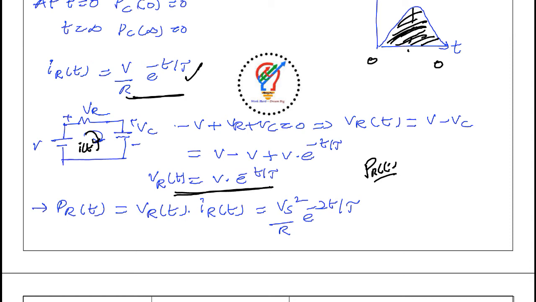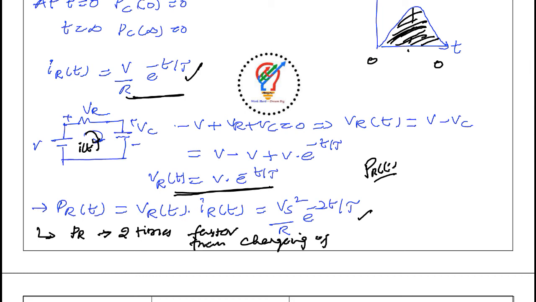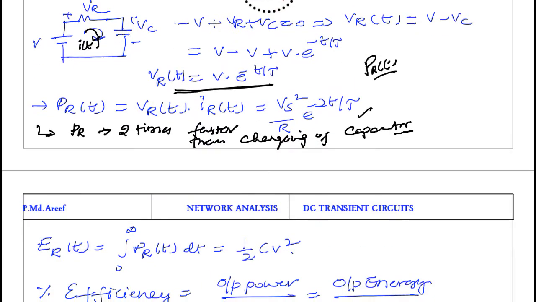So Pr of t is nothing but VR of t into IR of t, which is Vs square by R into e power minus 2t by tau. What is the significance of this equation? That means the power dissipation in the resistor is 2 times faster than the charging of the capacitor. So it will dissipate the power so fast compared to the capacitor. That is the conclusion here.